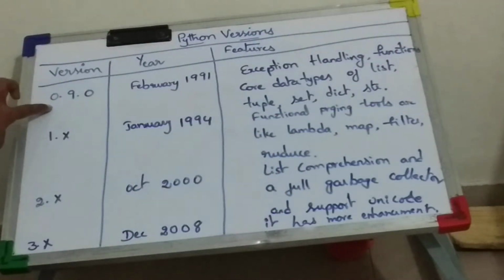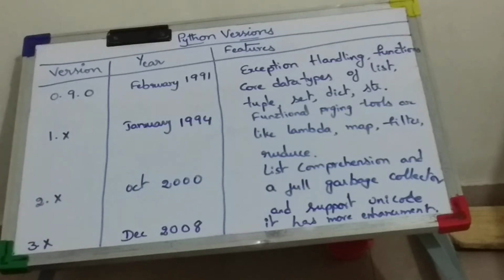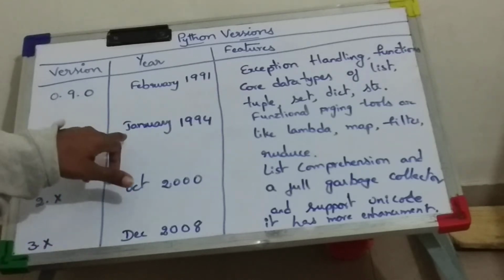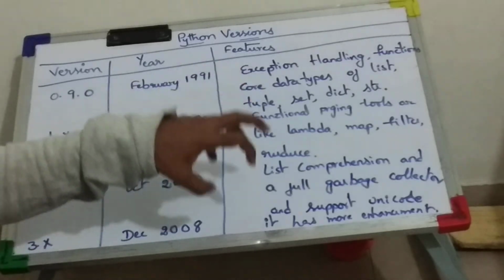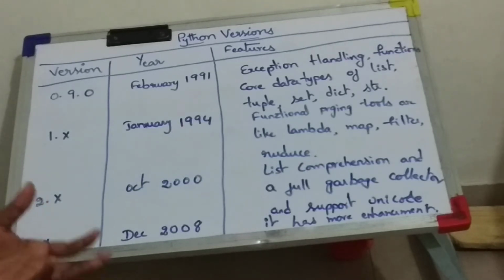The first version is 0.9.0, February 1991. And it has many features: exception handling, functions, core data types like list, tuple, set, dictionary, string. And the next version is 1.x. 1.x means 1.1, 1.2 and so on. January 1994, functional programming tools were added like lambda, map, filter, reduce.